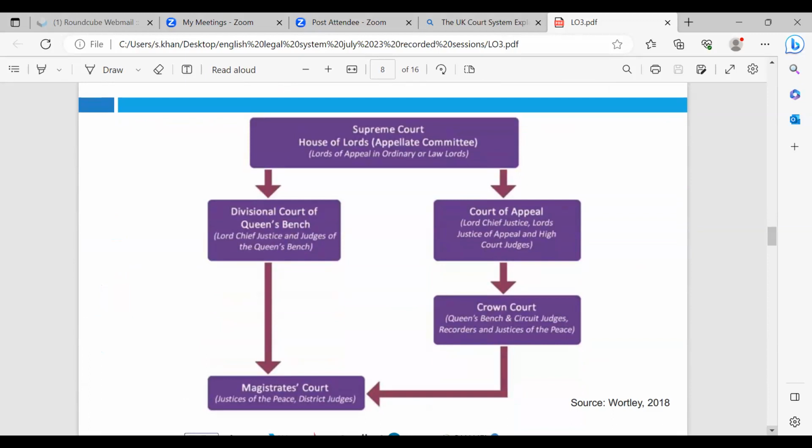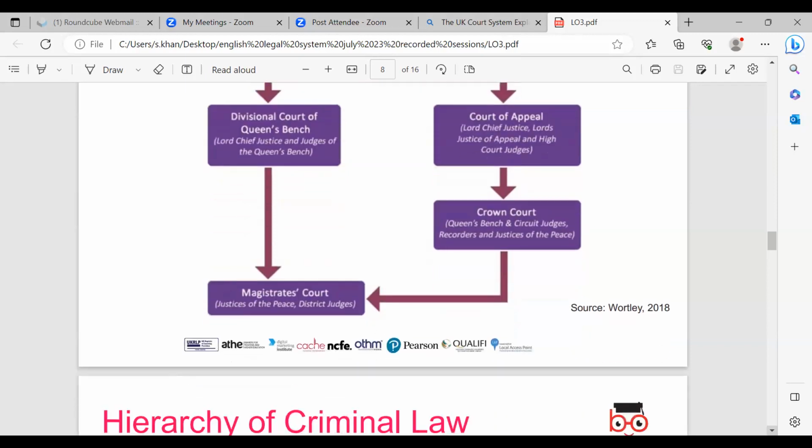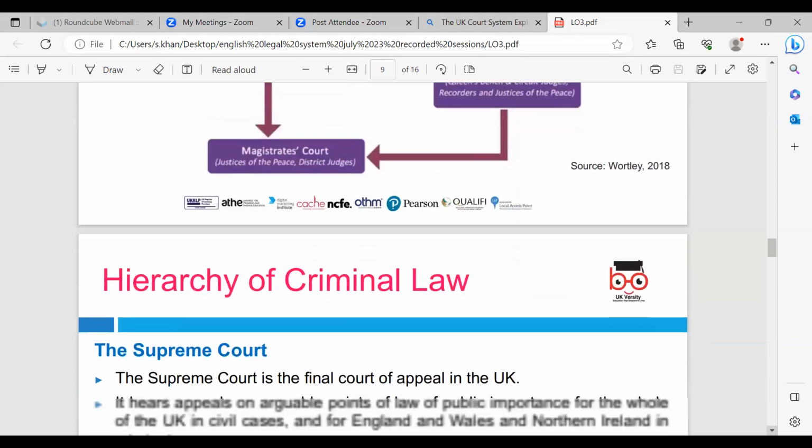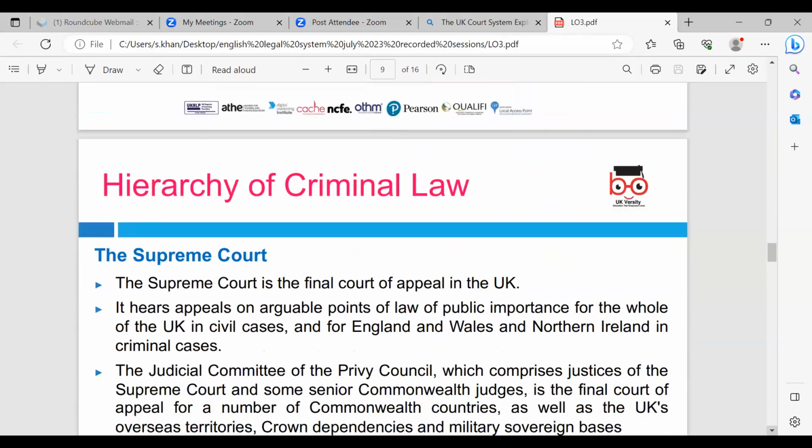Then on the other side, you've got the Court of Appeal, which is the Lord Chief Justice, Lords Justice of Appeal and High Court judges. And then you've got the Crown Court, Queen's Bench and Circuit judges, recorders and justices of the peace, which follows on to the Magistrates Court.